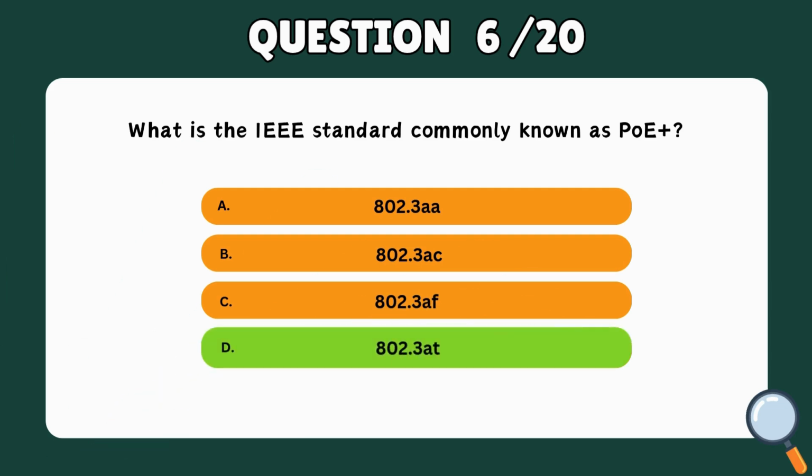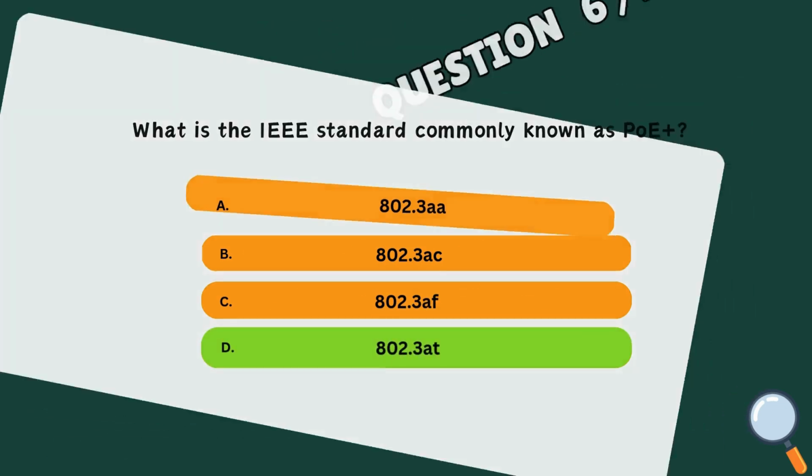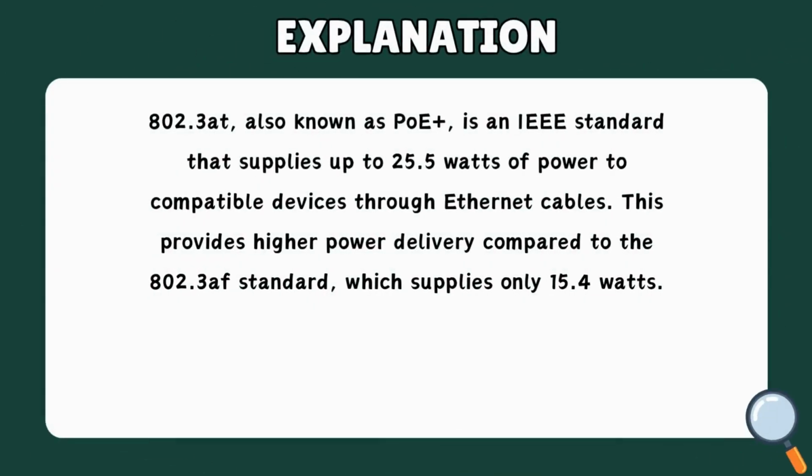Correct answer: D. 802.3at. 802.3at, also known as PoE+, is an IEEE standard that supplies up to 25.5 watts of power to compatible devices through Ethernet cables. This provides higher power delivery compared to the 802.3af standard, which supplies only 15.4 watts.